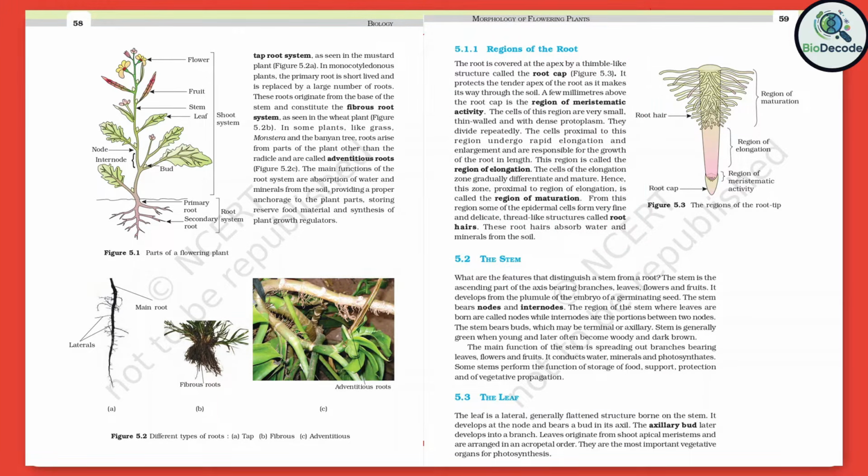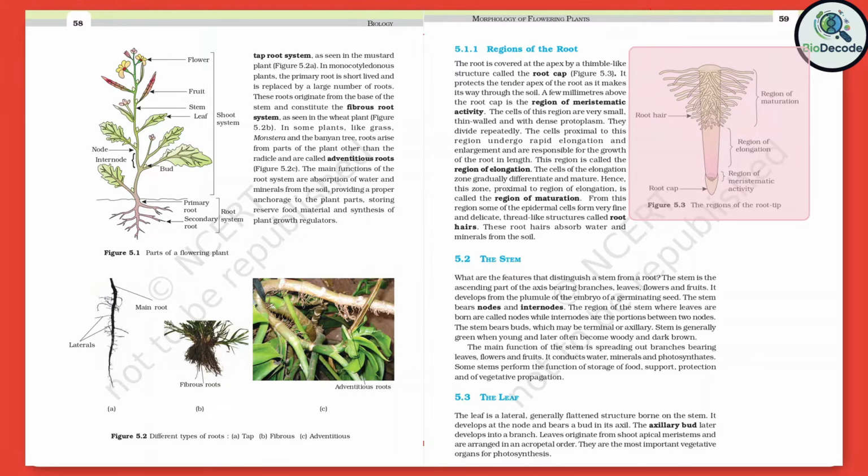Figure 5.3. The regions of the root tip. This figure focuses on the tip of a root and divides it into distinct functional zones. From the very tip upward: root cap, a protective structure covering the meristematic tissue, secreting mucilage to ease soil penetration. Region of meristematic activity, located just behind the root cap, where cells divide actively, responsible for root growth in length.